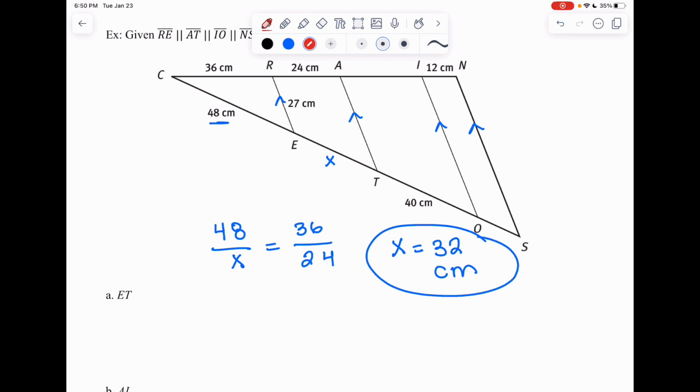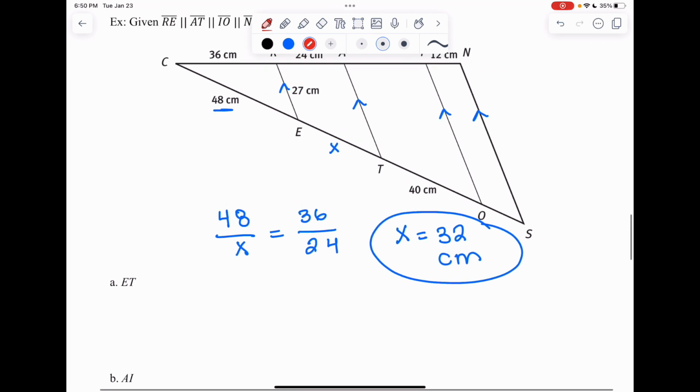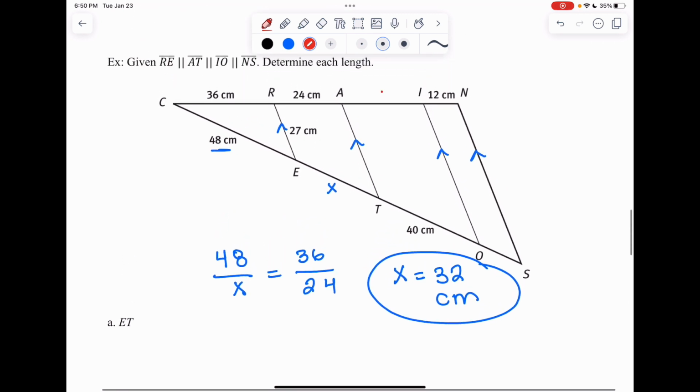Let's try another one. Now I'm supposed to find AI. I'm going to call it y. Now notice that AI is a little further down. If I want to set up my proportion top over bottom equals top over bottom, I don't have to use the highest measurements. I could use 24 and 32, now that I know that ET is 32.